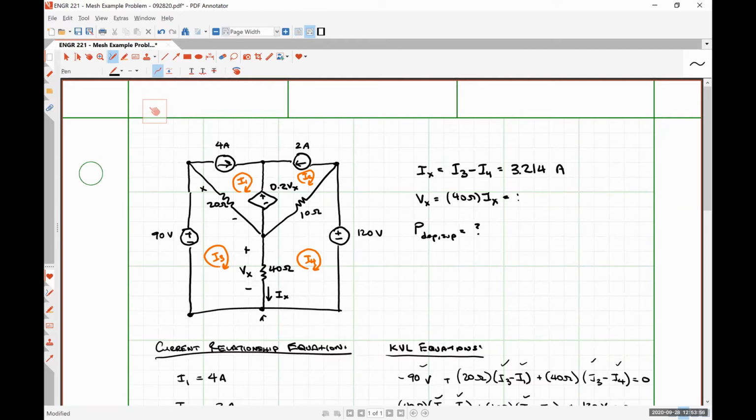We get 128.571 volts. And lastly, we want the power supplied by the dependent source. So that is going to be, we need the current flowing into the negative polarity terminal, which is going to be what?